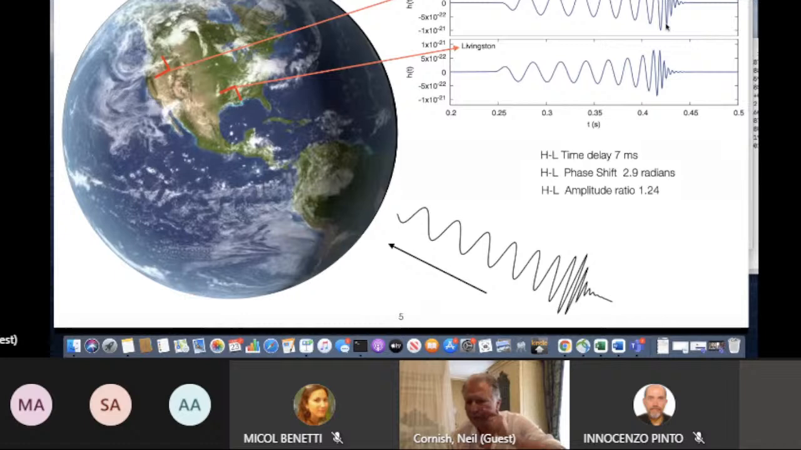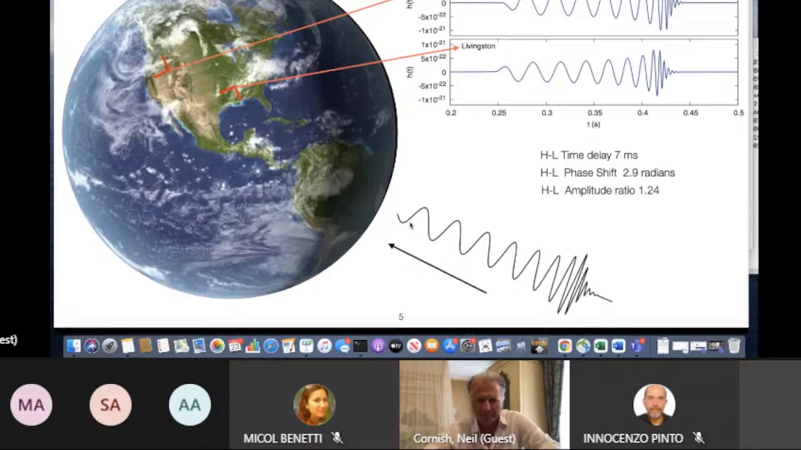So this calculation all comes from the antenna response, which depends on where the gravitational waves are coming from, and their polarization gives you these different amplitudes, phase shifts, and time delays. And that then allows us to figure out where on the sky these signals come from.